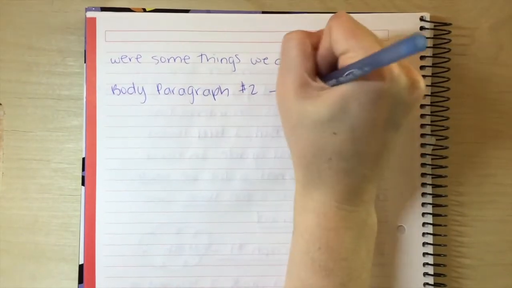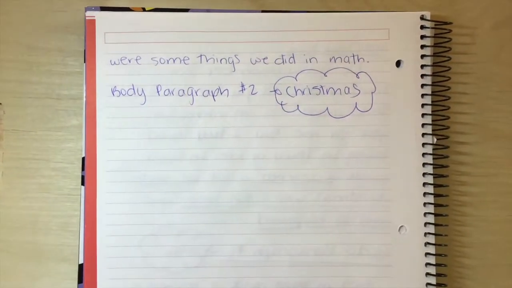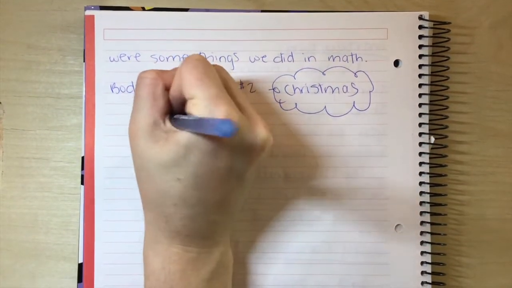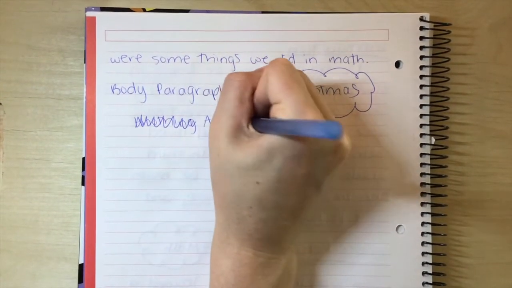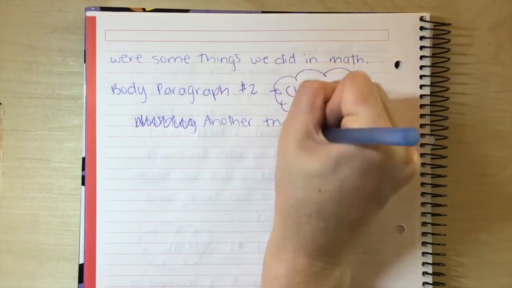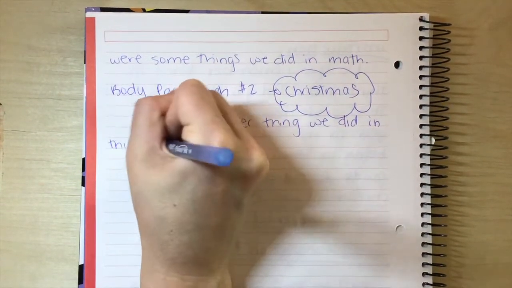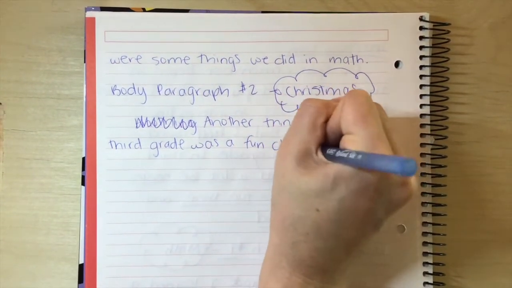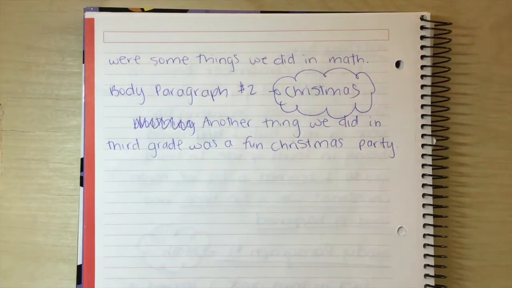I'm going to write Christmas. All right, and now I'm going to follow the steps again. So I'm going to do introduction and topic sentence. I'm going to introduce the main idea. Another thing we did in 3rd grade was a fun Christmas party.